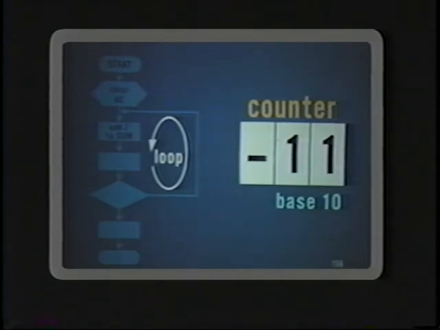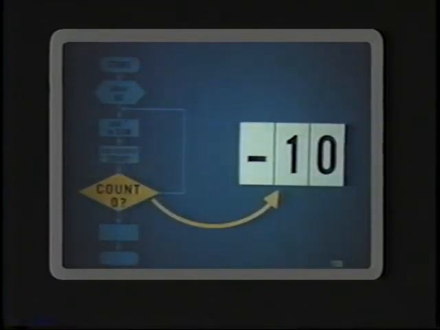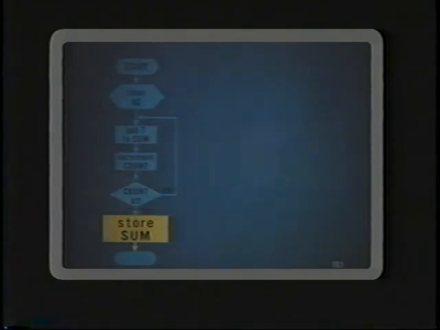Initially, a value equivalent to a decimal minus 11 is placed in this counter. Each time the computer completes 1 pass through the loop, the negative count will be incremented by 1. The computer will then test the count to determine if it is 0. If the count is not 0, the computer will remain in this loop and perform another addition. After the 11th addition, the count is incremented to 0. At this point, the computer will drop out of the program loop, store the final sum in the designated memory location, and stop all processing operations.